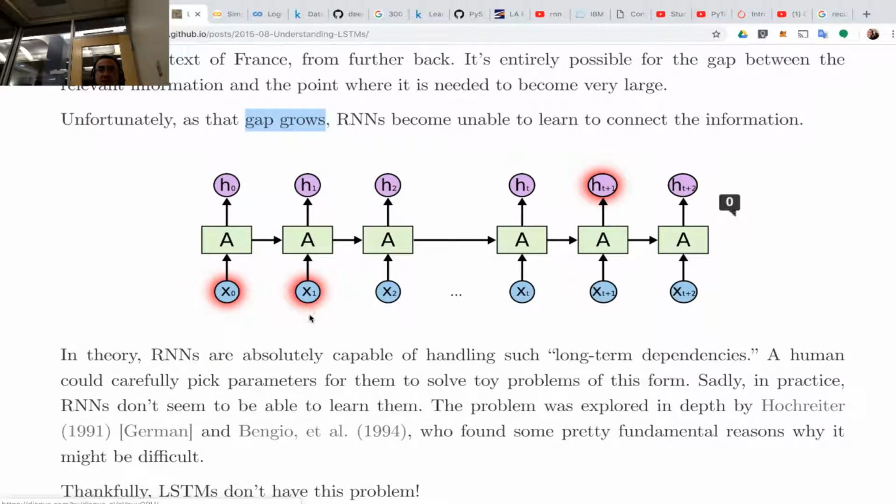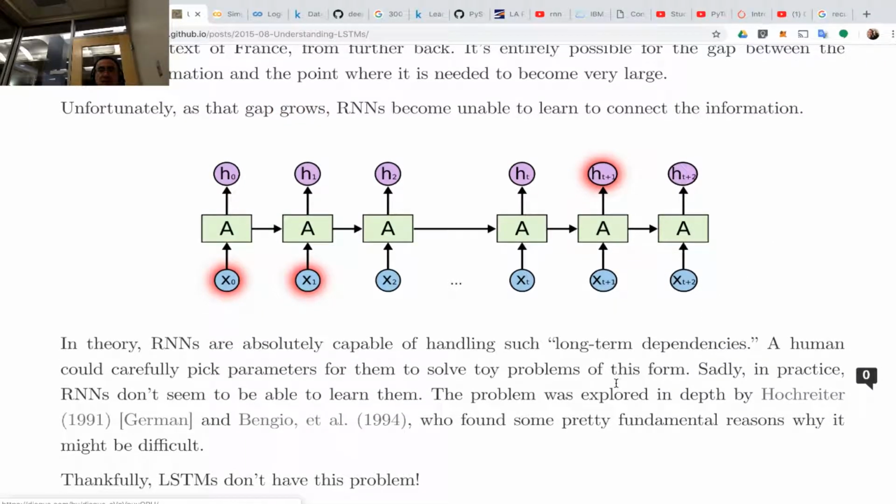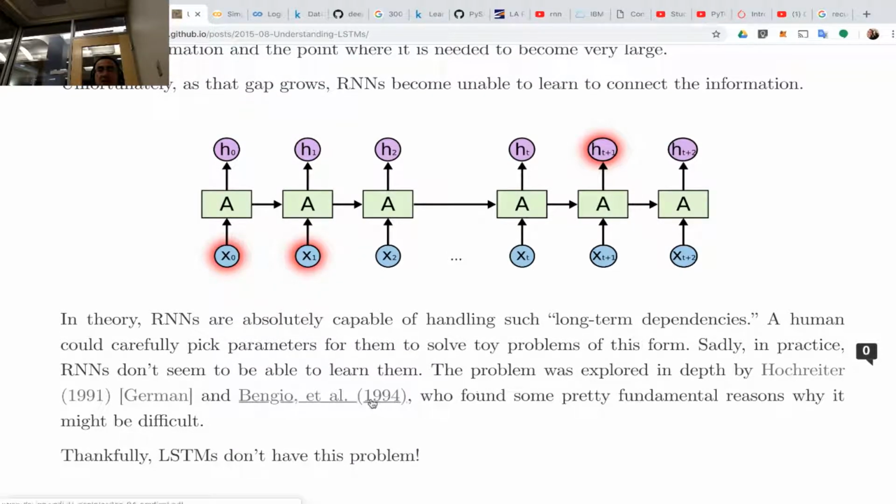Okay. In theory, RNN are absolutely capable of handling such long-term dependencies. What? Okay, in theory, but probably in practice cannot. A human could carefully pick parameters for them to solve toy problems of this form. Sadly, in practice, RNN don't seem to be able to learn them.